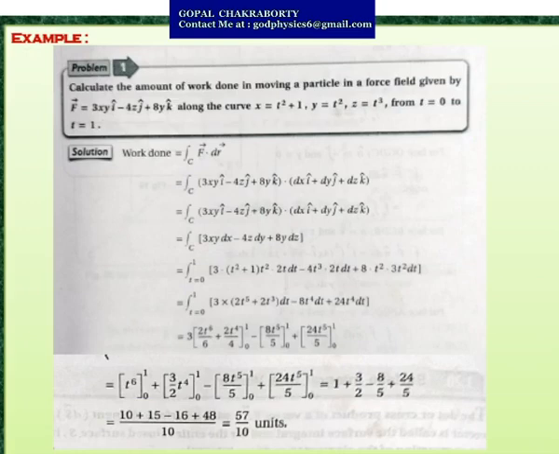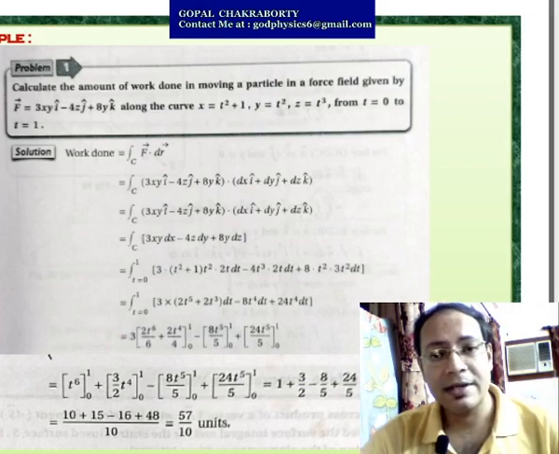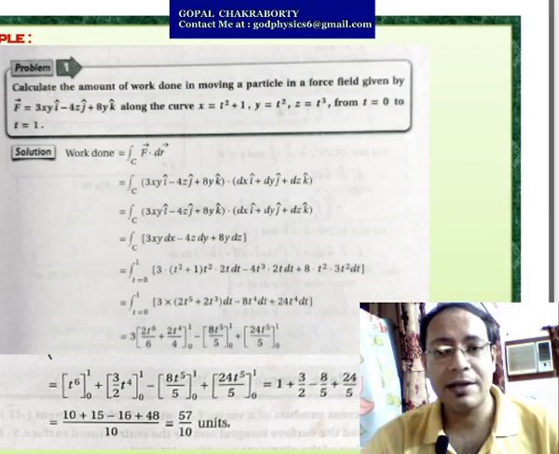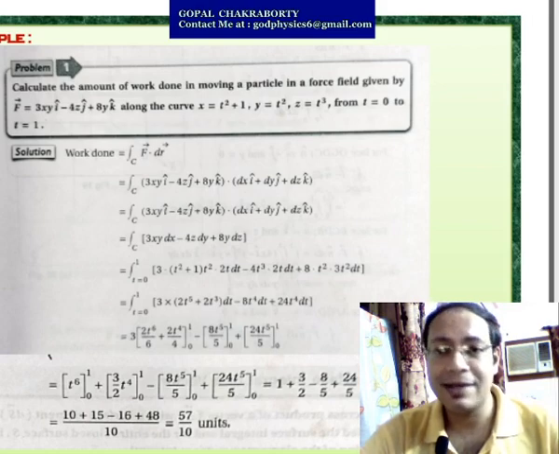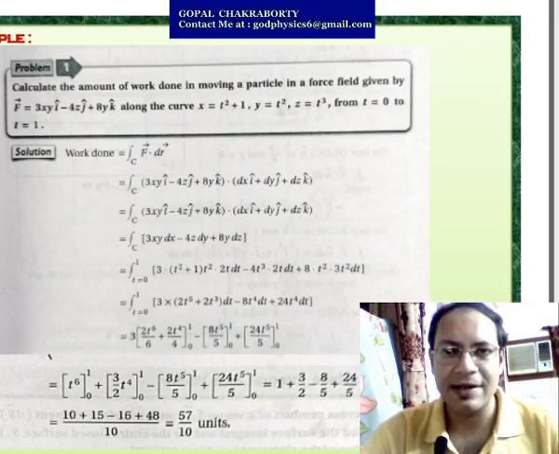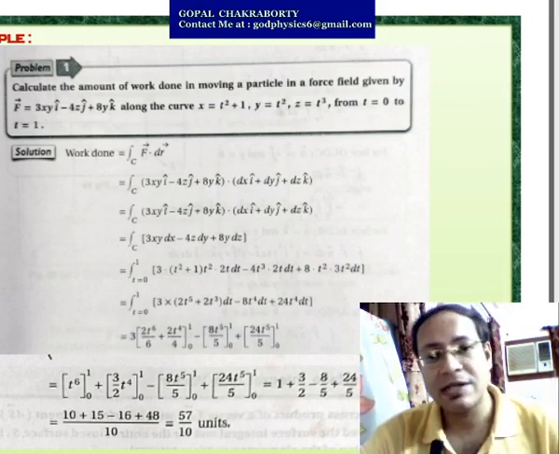Now the next problem: calculate the amount of work done in moving a particle in a force field given by F equals 3xy i cap minus 4z j cap plus 8y k cap along a given curve. You know that work done is F dot dr. F is already given here, so you have to find dr. As you know, r is a position vector, r equals x i cap plus y j cap plus z k cap, so dr will be dx i cap plus dy j cap plus dz k cap.